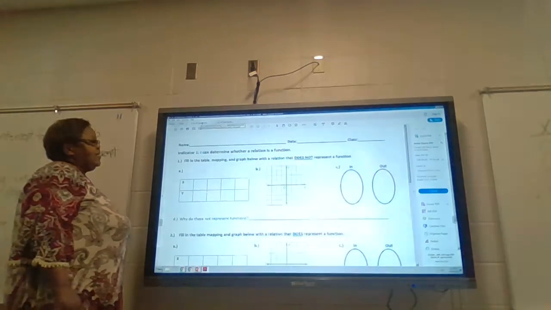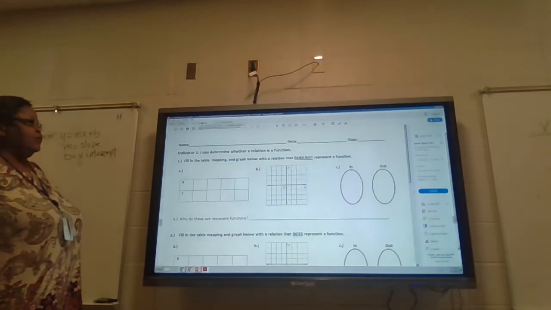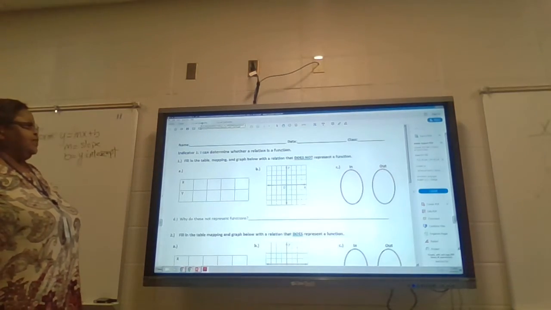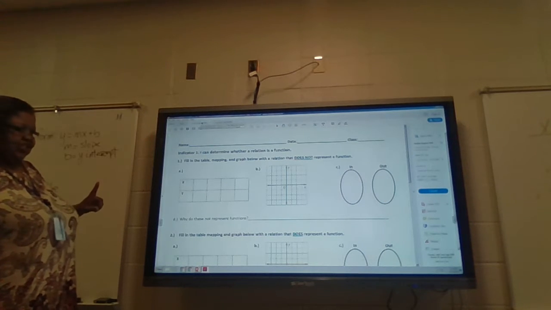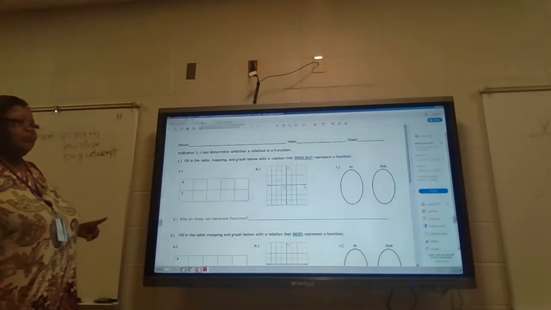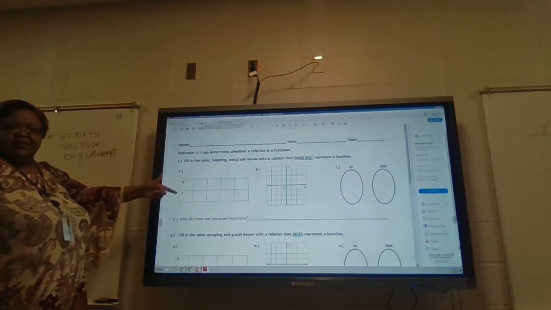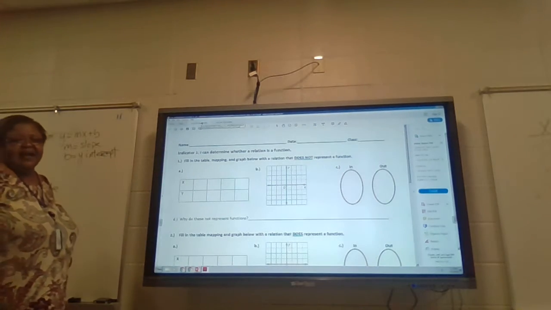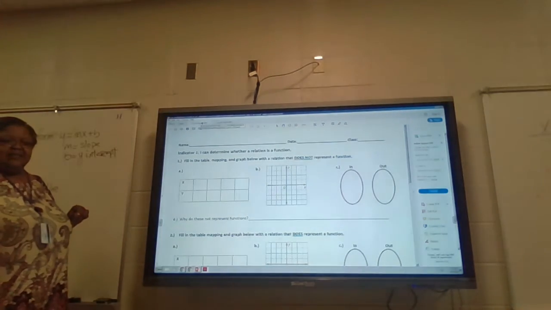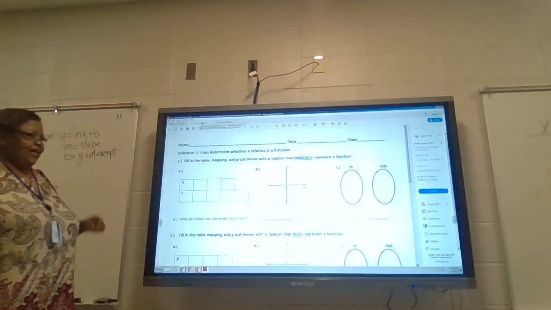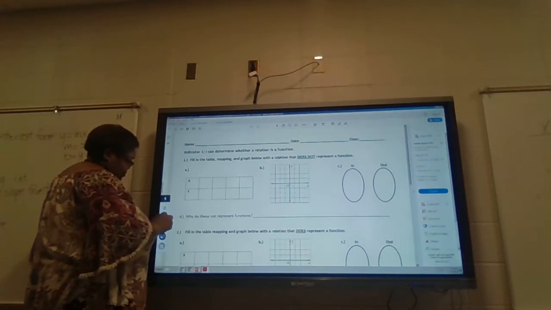All right, so this first one is fill in. This is indicator one: I can determine whether a relation is a function. So fill in the table, mapping and graph below with a relation that does not represent a function. So if I have a table, what is one way that I can determine something is not a function? Take a couple of seconds to think about that. You are correct.